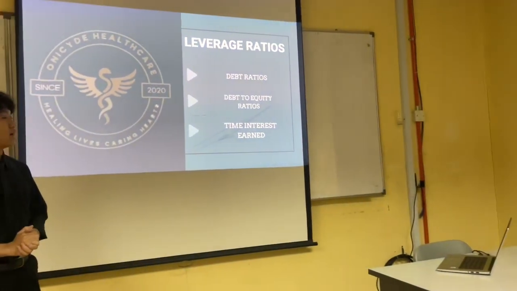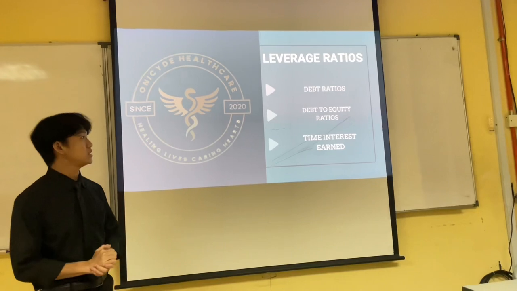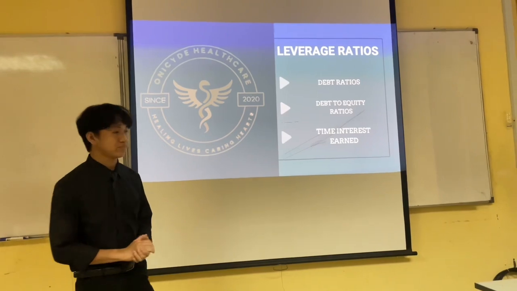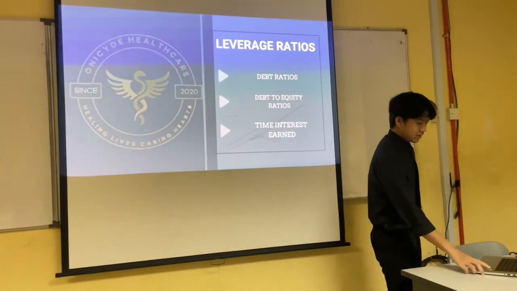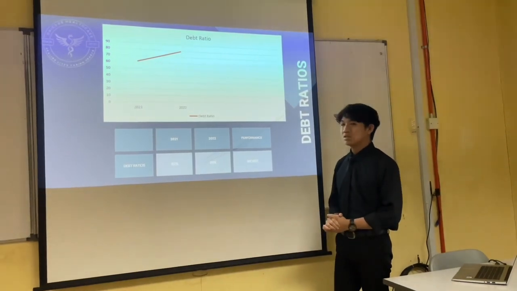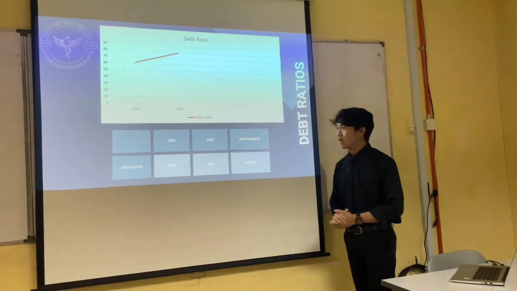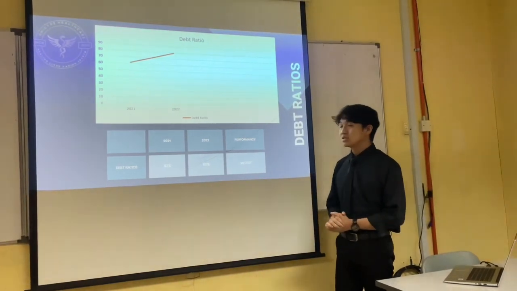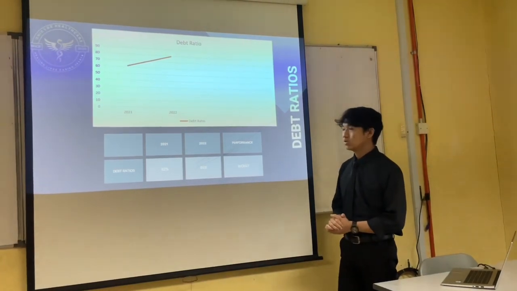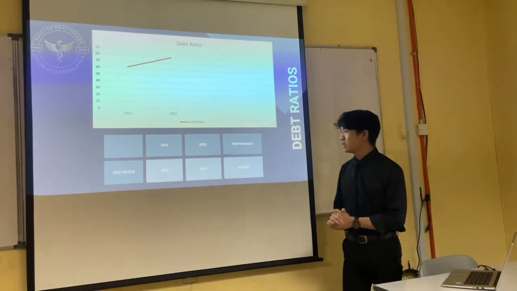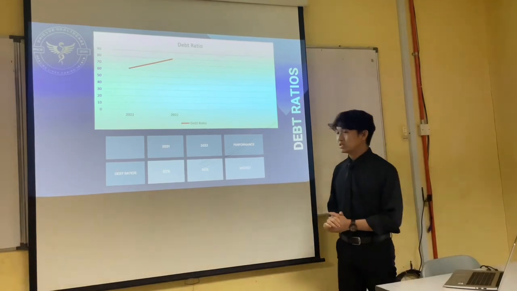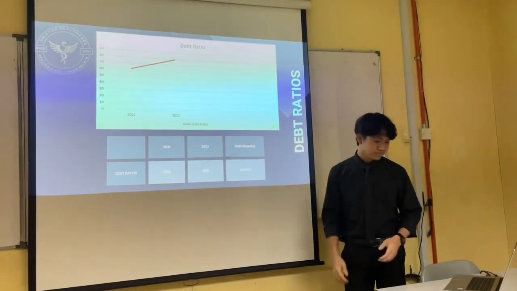Okay, for the next one, I'll be explaining about leverage ratio. The first one is debt ratio, the second one is debt to equity ratio, and the last one is times interest earned. For debt ratio, we can see in 2021, 62% of fund of investment came from debt, while for 2022, 65% of fund of investment came from debt. For debt ratio, we need to see the lower percent for better performance. Since the percentage increased from 2021 to 2022, the performance is worse.